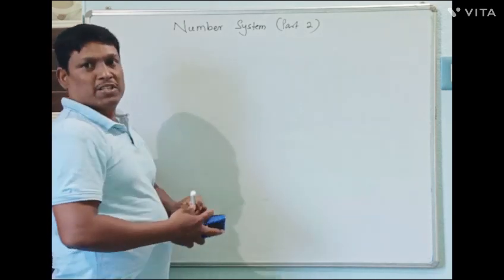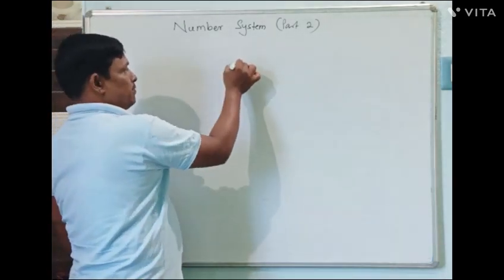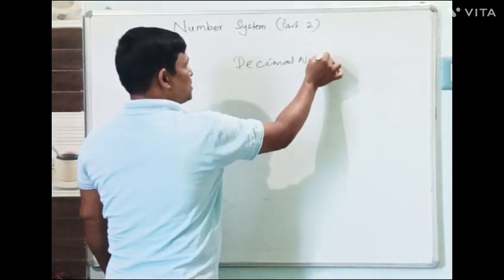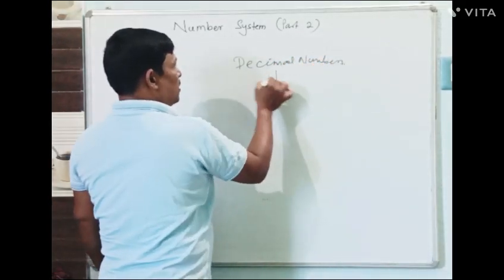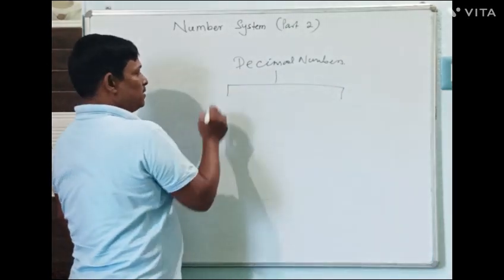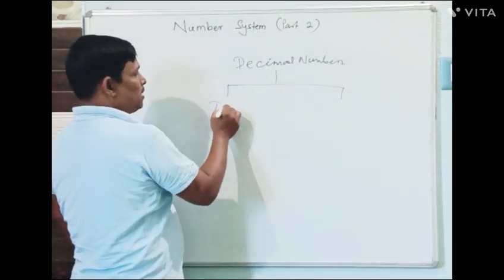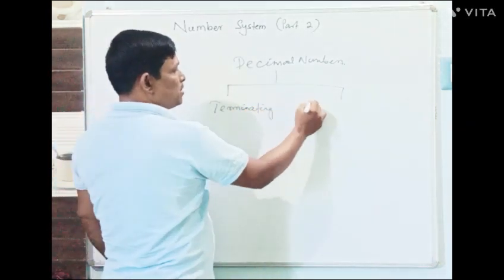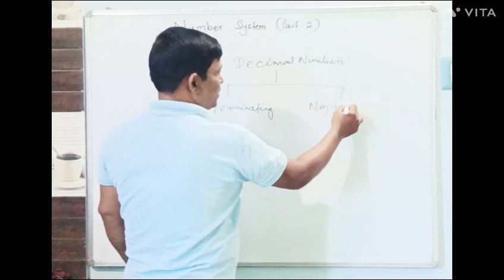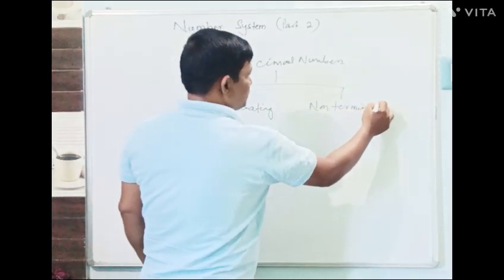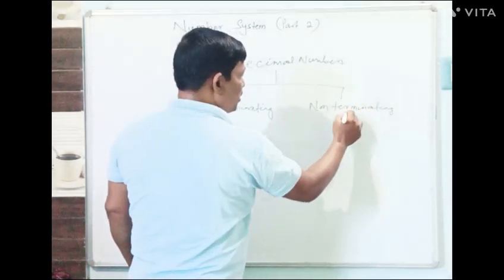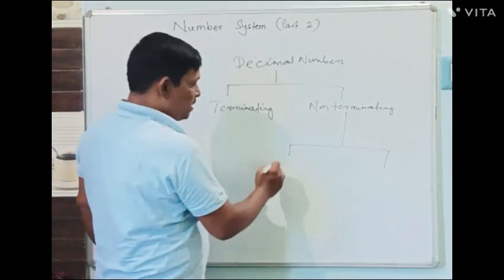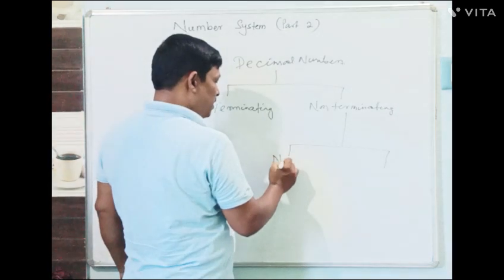Decimal numbers are of two types. One is terminating, and number two is non-terminating. Non-terminating numbers are of two types: one is non-terminating, recurring, and the other is non-terminating, non-recurring.